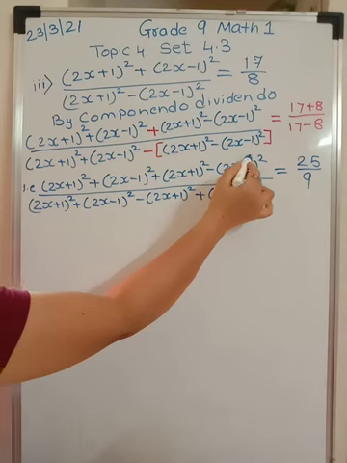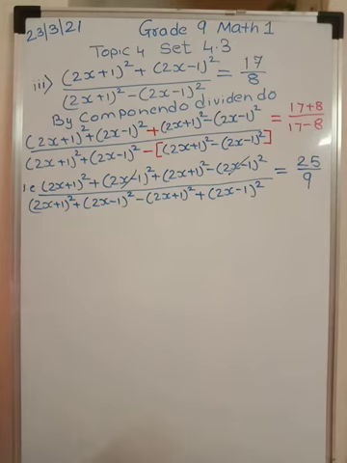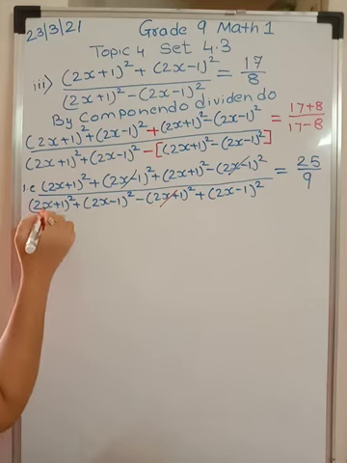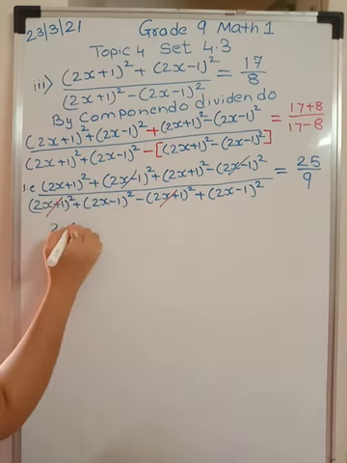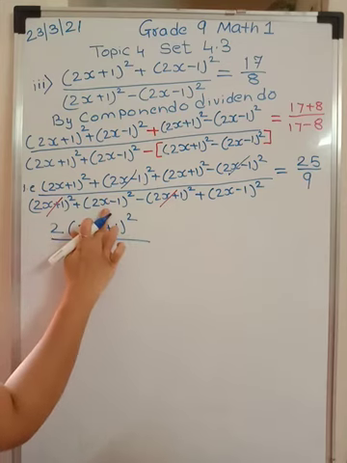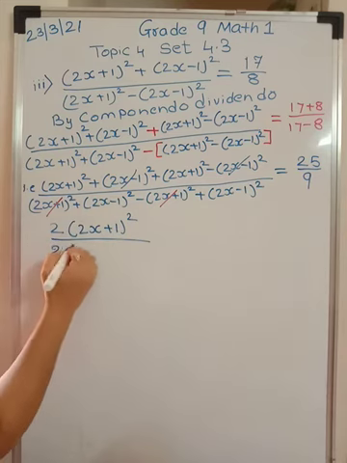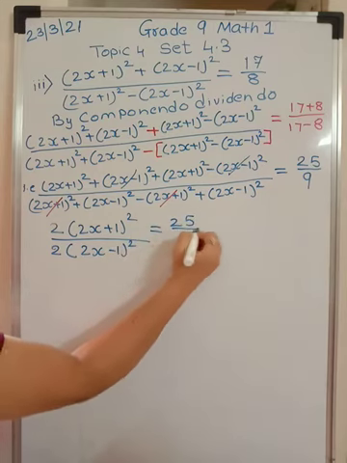For example, 2x minus 1 plus 2x minus 1. These two have gone. Okay. And then one more bracket I can cut below. Minus 2x plus 1 and here 2x plus 1. So these two are gone. Now I am left with what? 2x plus 1 the whole square and one more 2x plus 1 the whole square. So 1 plus 1 I will get 2 times 2x plus 1 the whole square upon 2 times 2x minus 1 the whole square. So again it will be 2x plus 1 the whole square upon 2x minus 1 the whole square would be equal to 25 upon 9.